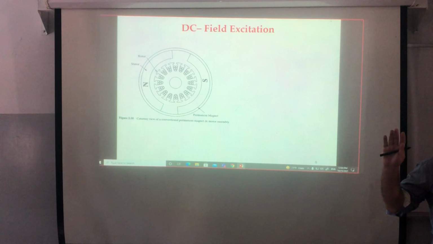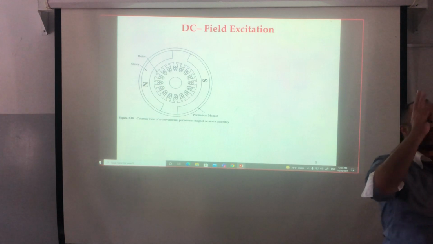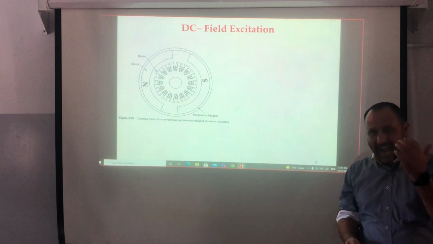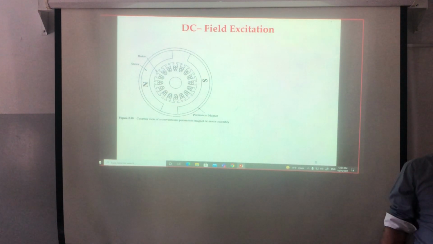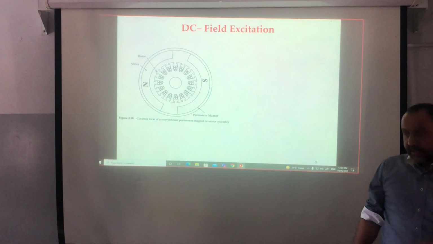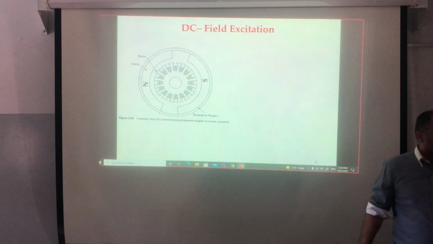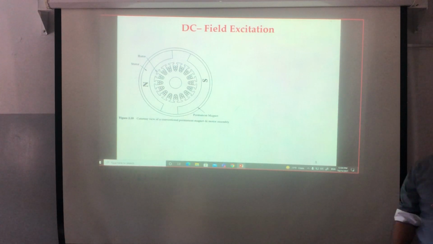Less losses in the field, because there's no actual circuit in the field, so the losses will be reduced, and the efficiency will be higher compared to the conventional separately excited machine. Now, what is the disadvantage of this one? We cannot control the field.